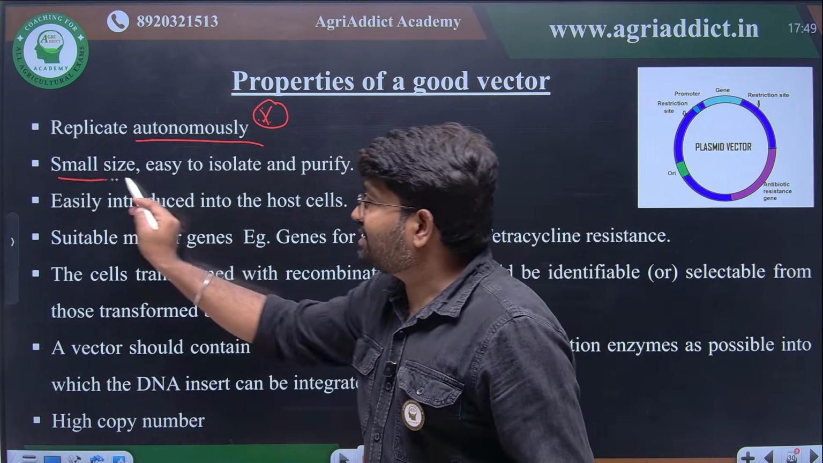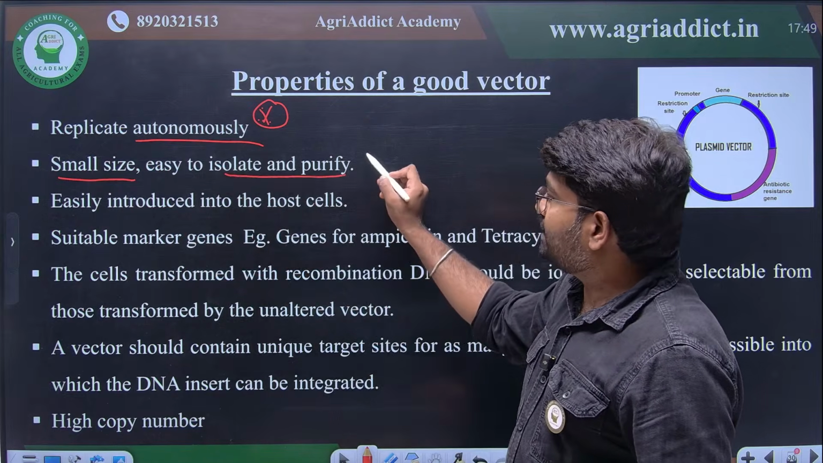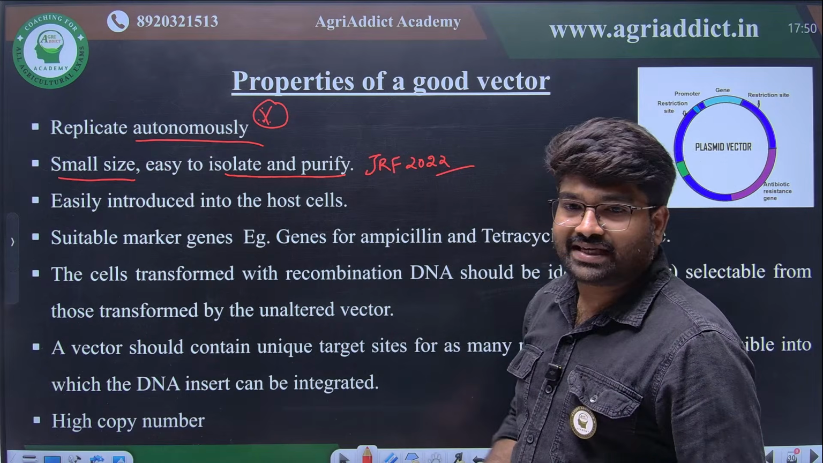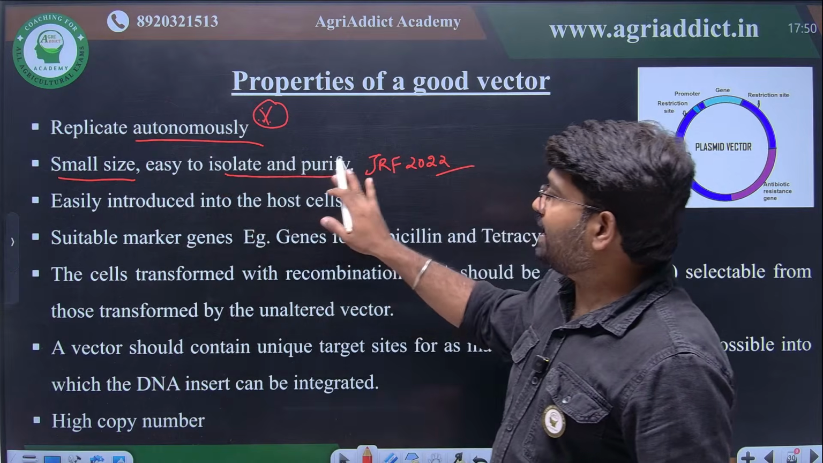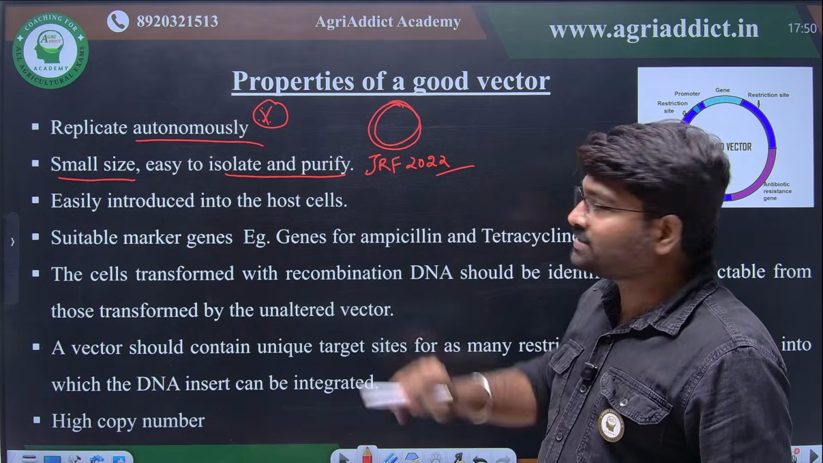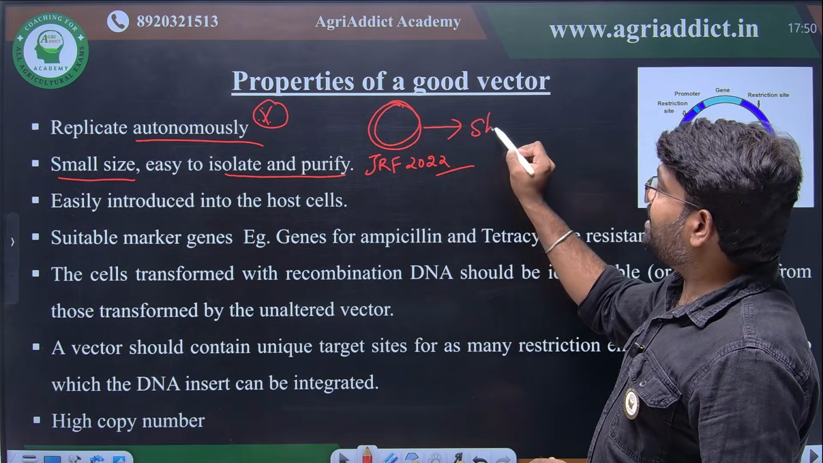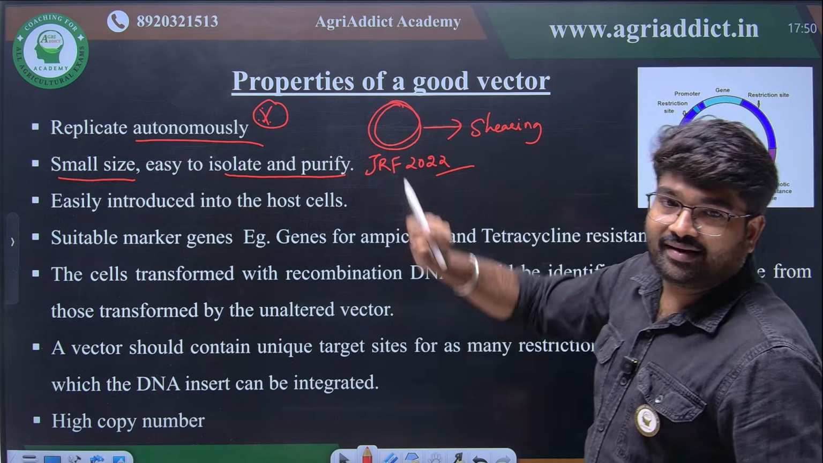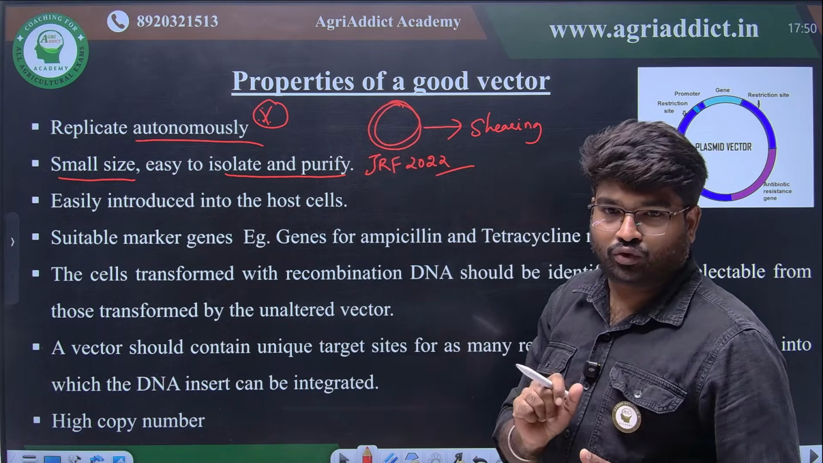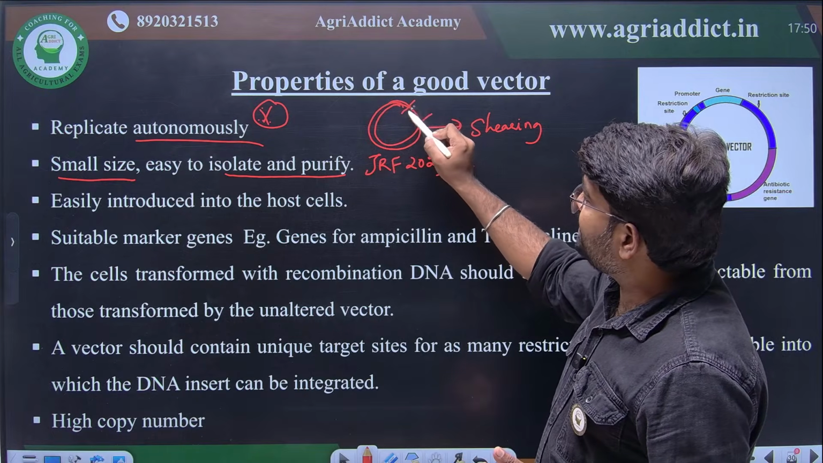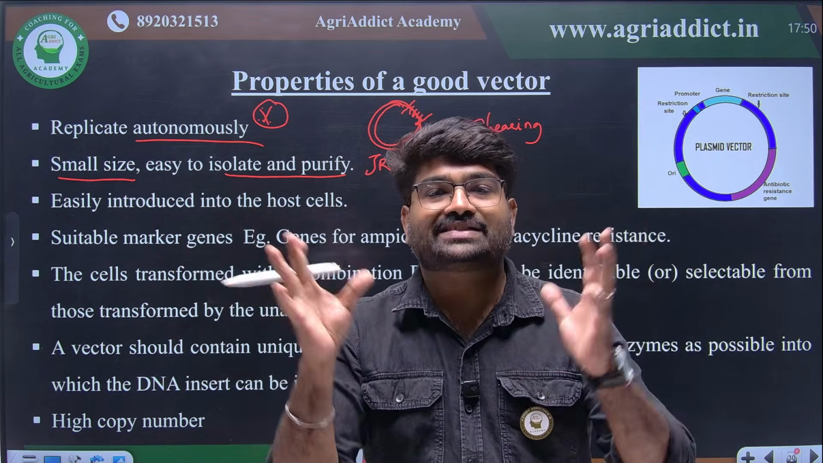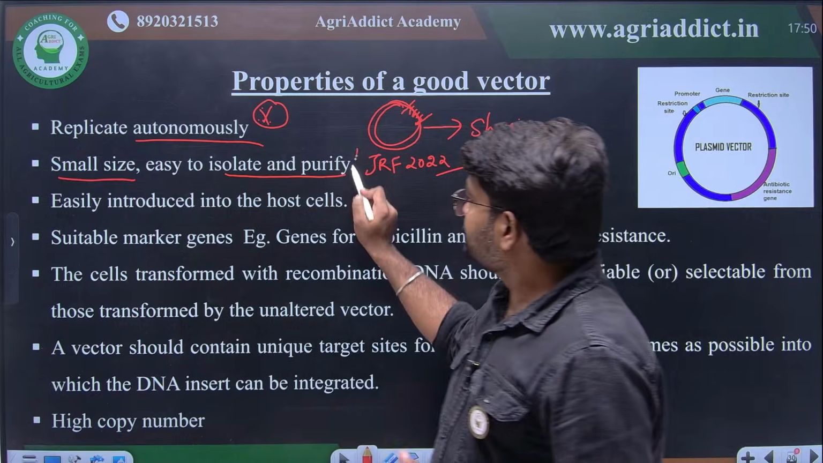The size of the vector should be small and easy to isolate and purify. This is a JRF 2022 recent question. If the vector size is large, what's the disadvantage? While isolating, shearing may happen, which may degrade the plasmids. Another most important thing, if the size of the vector is more, the gene of interest insertion will be less. So with a small vector, we can clone a large segment of DNA in it. This is a very important point.